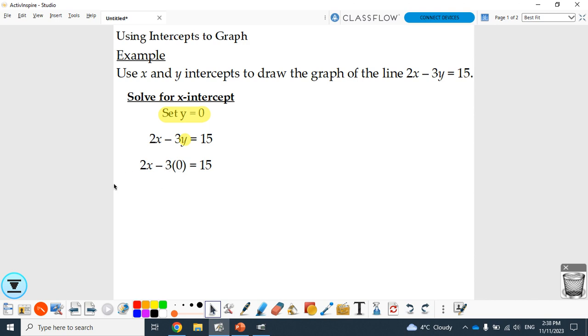And then we're just going to solve for x. Negative 3 times 0 gives us 0. 2x minus 0 equals 15. And 2x minus nothing is just 2x on that left-hand side. 2x equals positive 15. And then at this point, we're going to get rid of that multiplying 2 by dividing each side by 2.